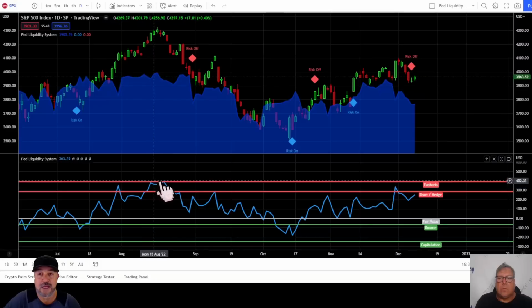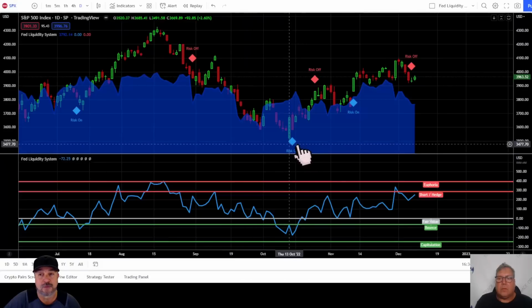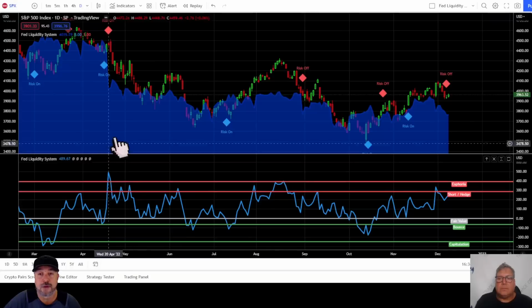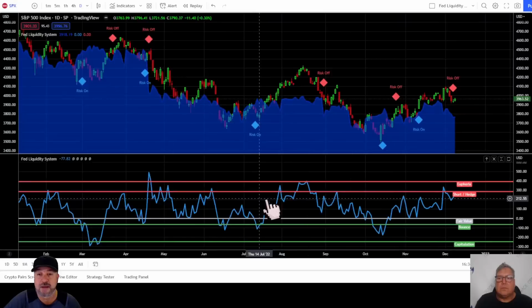You can see how that works. Here we hit it over here. You can see that was the top of our last bear market rally, all the way down to the bottom, and then we finally got a risk on again there. Here was another point where we hit euphoria, and you can see the sharp drop after that. All right, so very, very important levels.